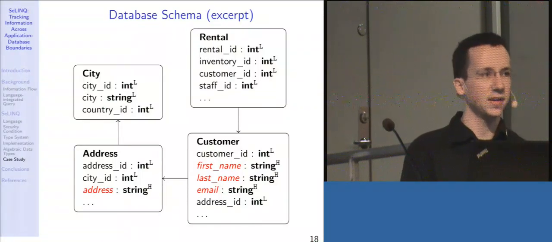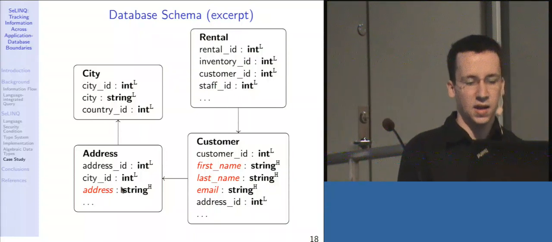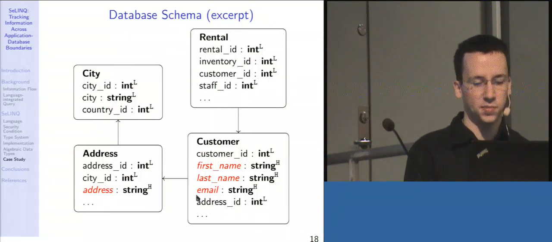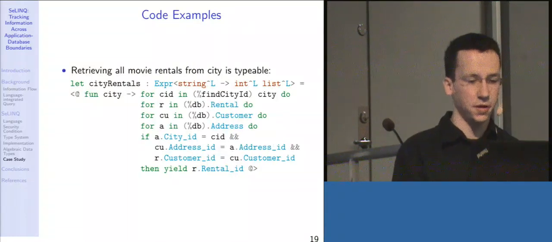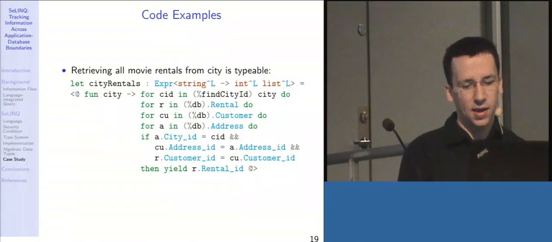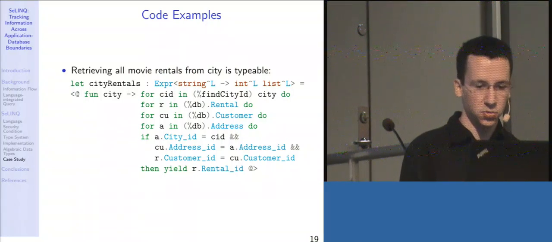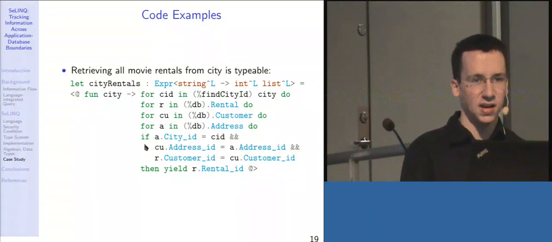So the database basically looks like this. We have a table containing a city, then we have addresses that are in some city, and addresses correspond to some customers who live there. And so the red fields here are what we consider private, and the rest is considered public. And the customers are involved in some rentals. And what we can do with this, for instance, is to get a list of all the rentals from some cities, so we can maybe predict what movie is likely to be rented next. And this is perfectly fine to type as low, because no private parts of the database contents are being used in the result.